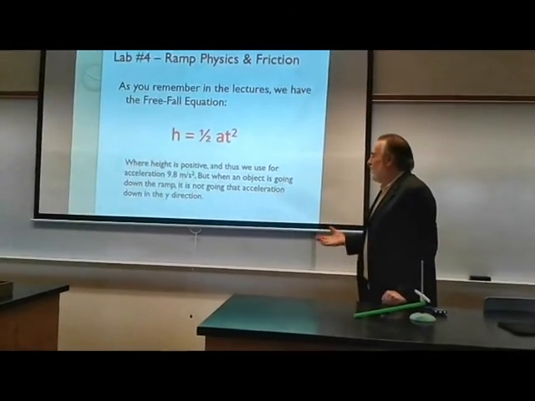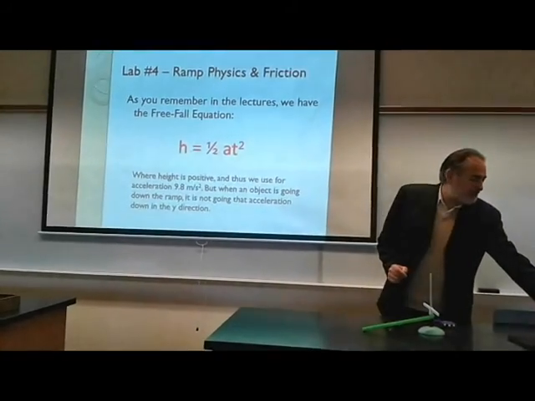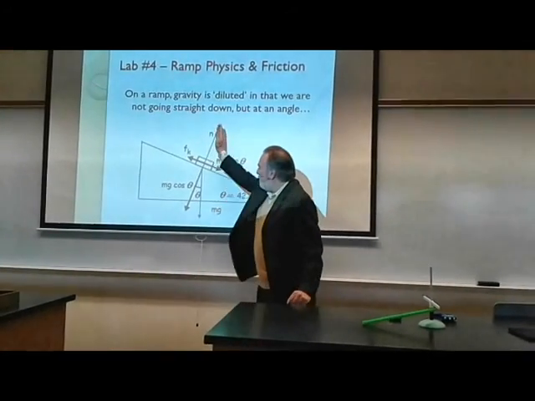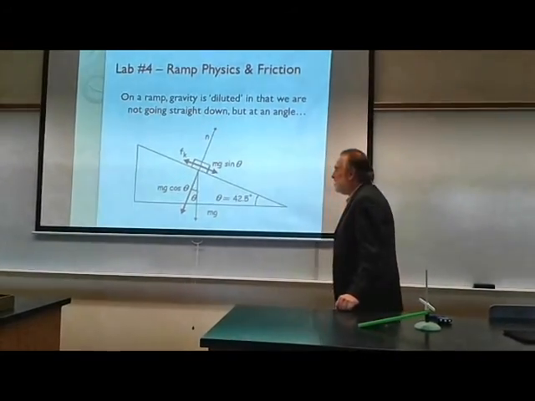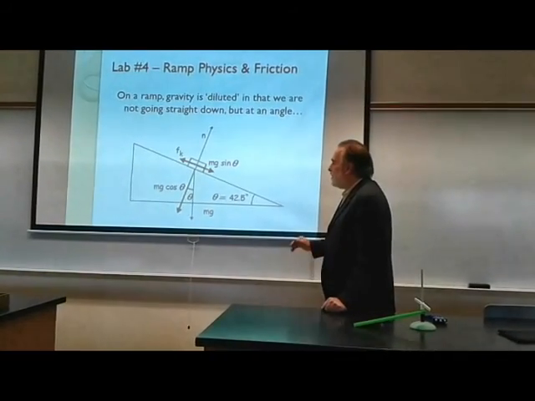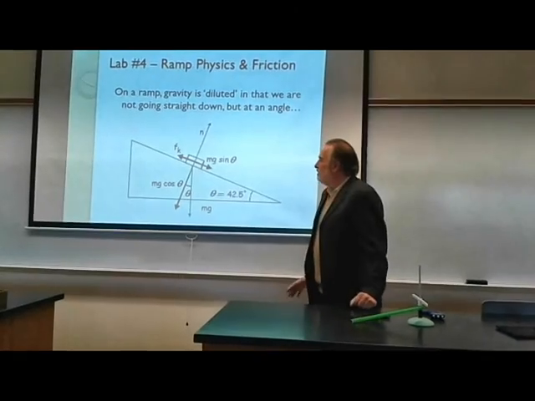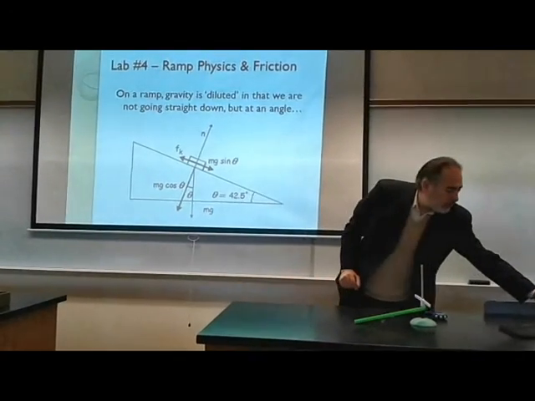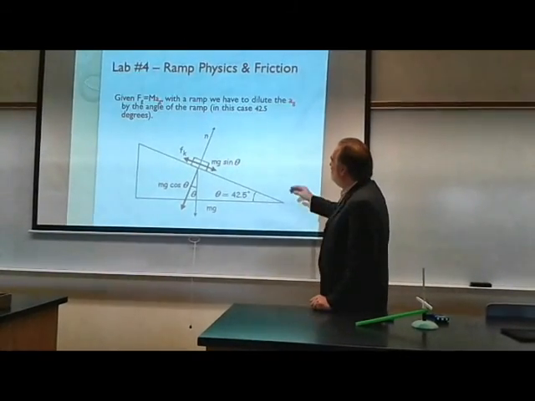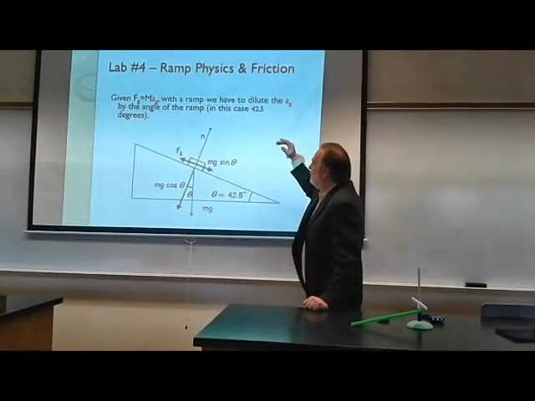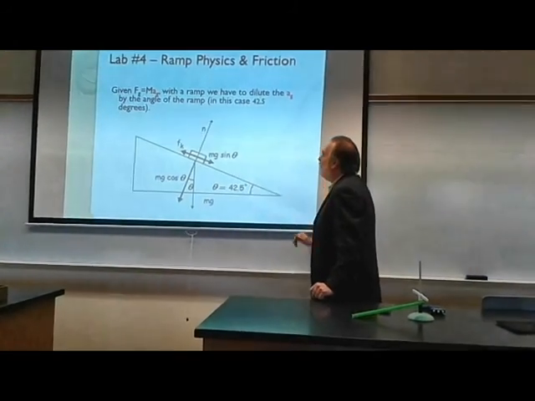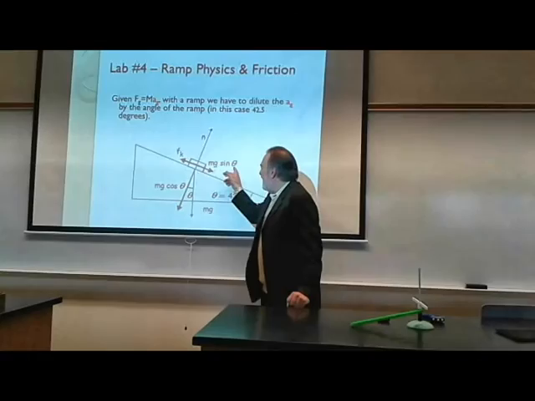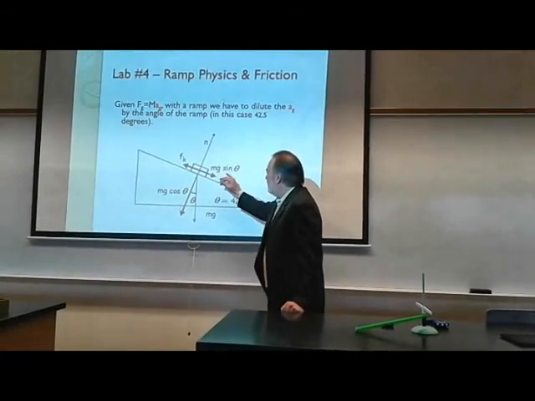But when the object is going down the ramp, it's not going at that full acceleration, is it? That acceleration, if it was going straight up and down, would be just g, and we would get the force of gravity being mg. But it's not, it's at an angle. So that angle dilutes the acceleration down this ramp, how fast it's going down the ramp. And we can get that by using sine of the angle for that dilution.